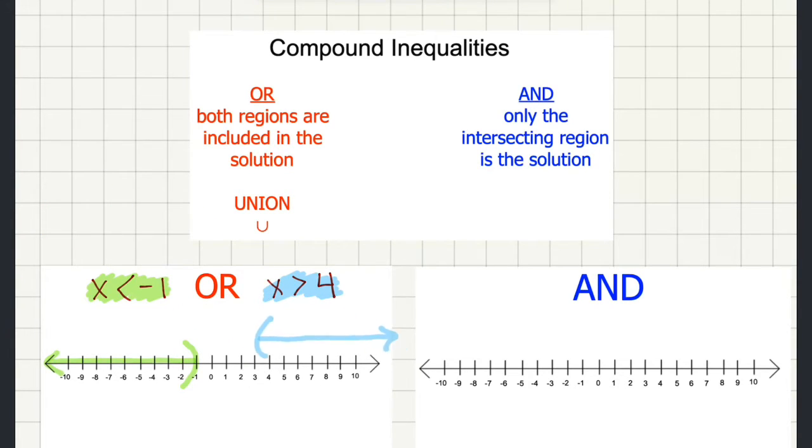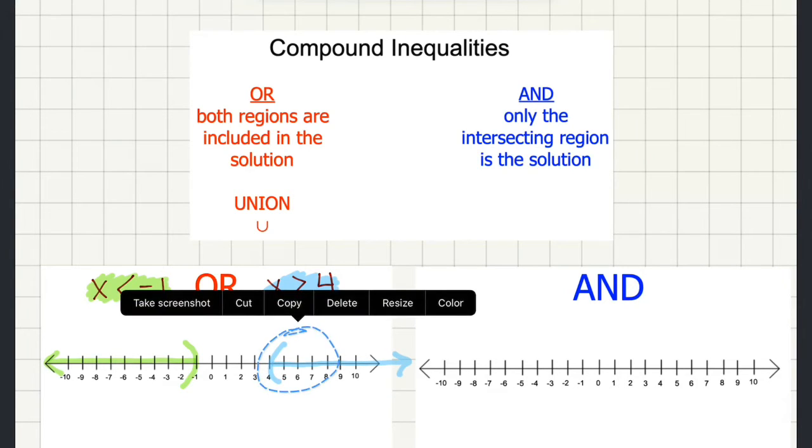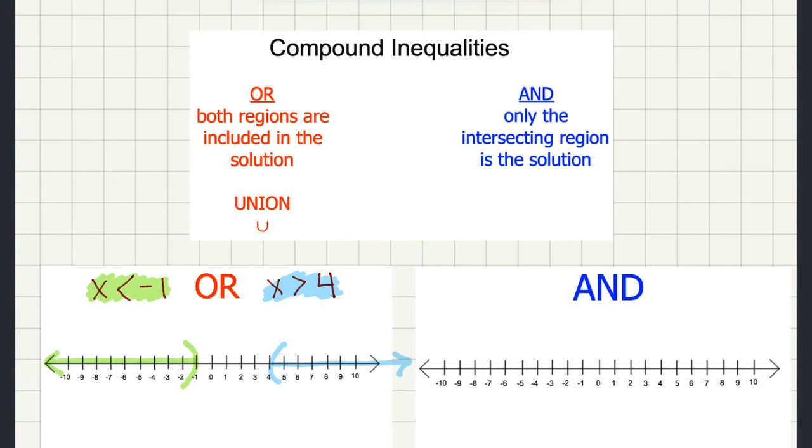Actually, let's group it all together. There we go. X is greater than 4. So here's your x is less than -1. Here's your x is greater than 4. If I take that and consider that inequality on the same numerical graphs, the same horizontal line, then it's going to look just like that. So both regions are included.